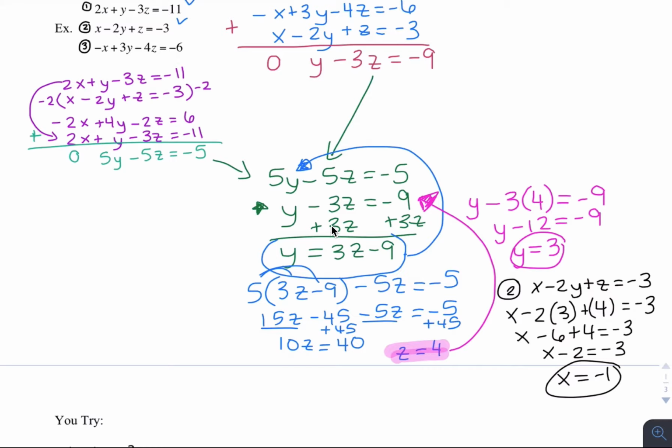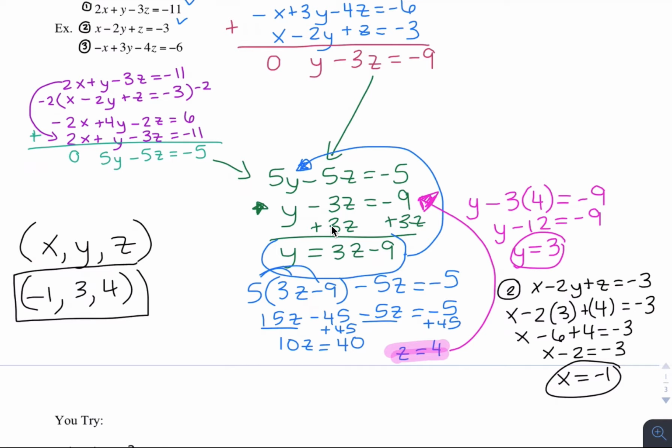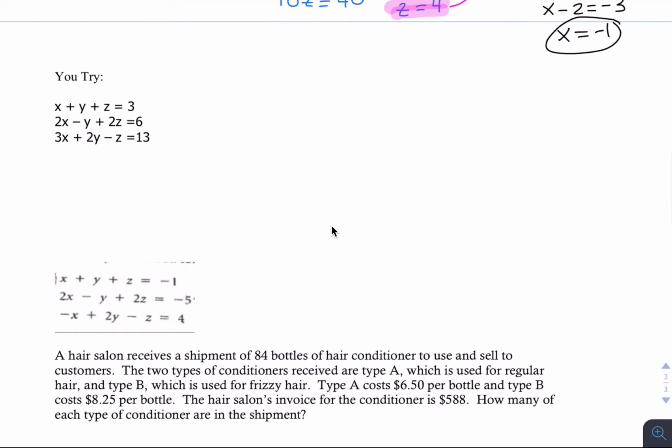So now I have my x, my y, and my z. Your final answer needs to be x, comma, y, comma, z. So we have negative 1, 3, 4. Your final answer is negative 1, 3, 4. You're going to flip the page over and you're going to attempt this problem on your own. You'll have to submit your answer into the computer, and then we will go over this next question together.